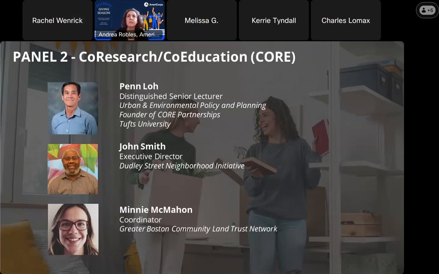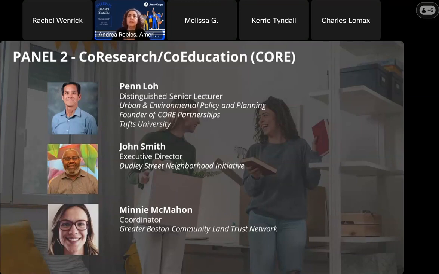We have Ken Lowe, who is a distinguished senior lecturer and director of the Master of Public Policy Program and Community Practice at Tufts University's Department of Urban and Environmental Policy and Planning. From 1996 to 2009, he served in various roles, including executive director at Alternatives for Community and Environment, a Roxbury-based environmental justice group. He holds an MS in environmental science and policy from the Energy and Resources Group of the University of California at Berkeley and a BS in electrical engineering from MIT.